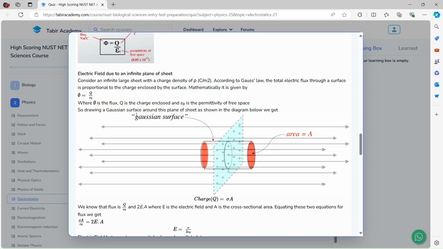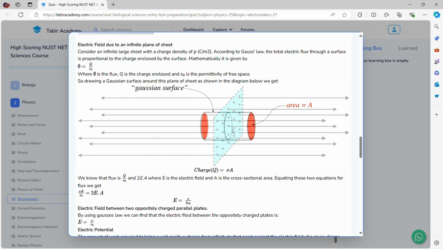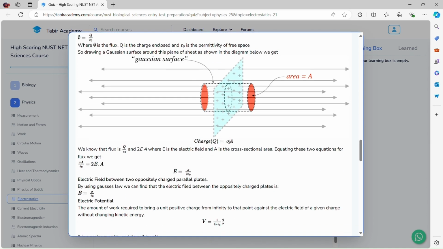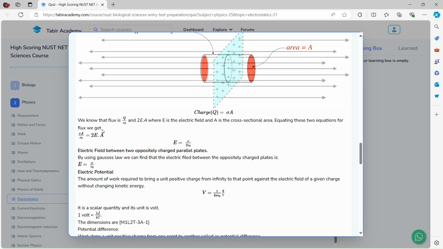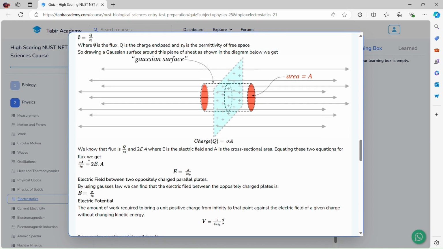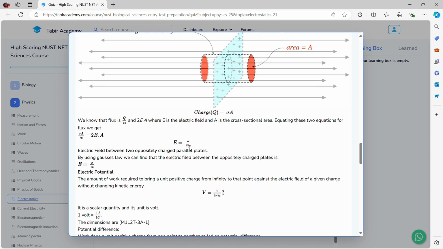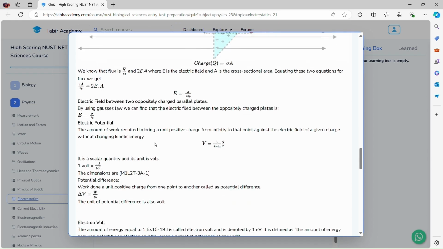So drawing a Gaussian surface around this plane sheet as shown in the diagram below, this is your area A, these are your positive charges and the direction of the field lines. Charge Q equals sigma multiplied by A. We know that flux is Q over epsilon naught, and also 2 E dot A, where E is the electric field and A is the cross-sectional area. Equating these two equations for flux, we get sigma A over epsilon naught equals 2 E A. E equals sigma over 2 epsilon naught, where epsilon naught is the permittivity of free space.